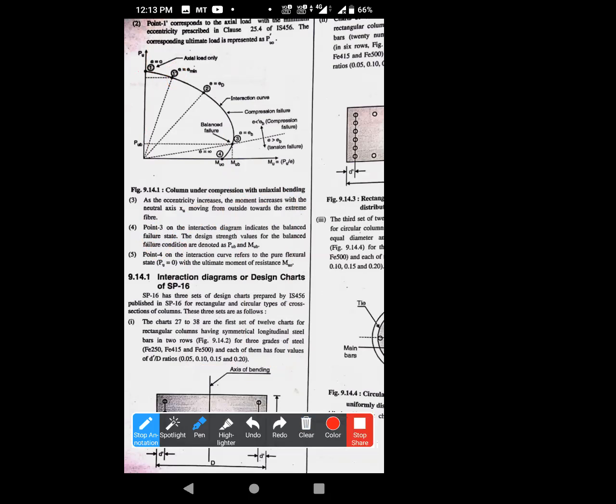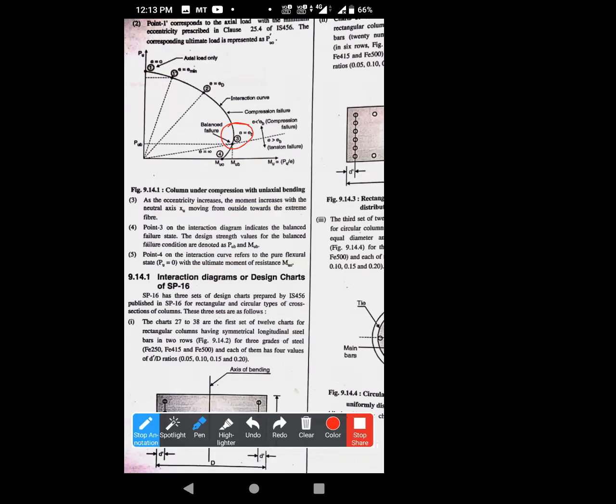The next point: as the eccentricity increases, as the Pu is moving along, the eccentricity is increasing. As the eccentricity increases, the moment also increases with the neutral axis xu. The neutral axis xu is moving from outside towards the extreme fiber.